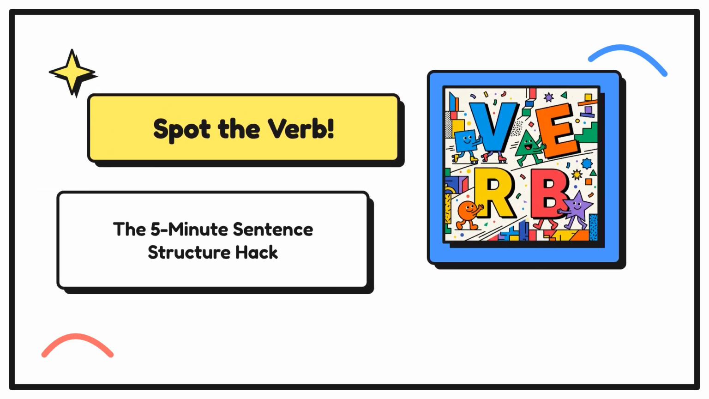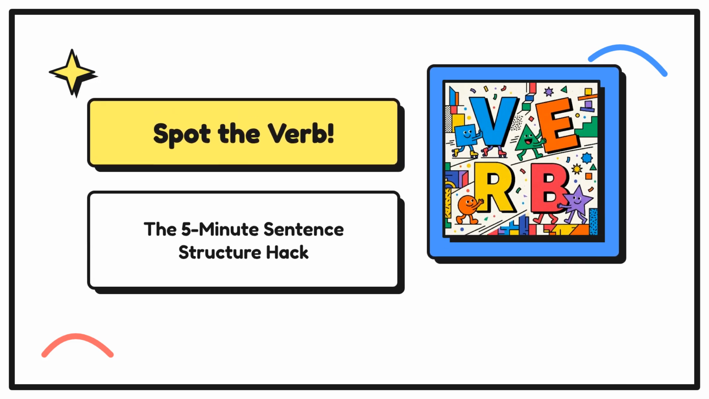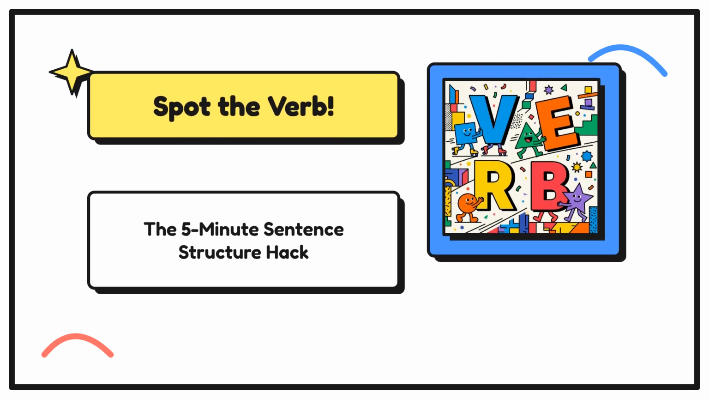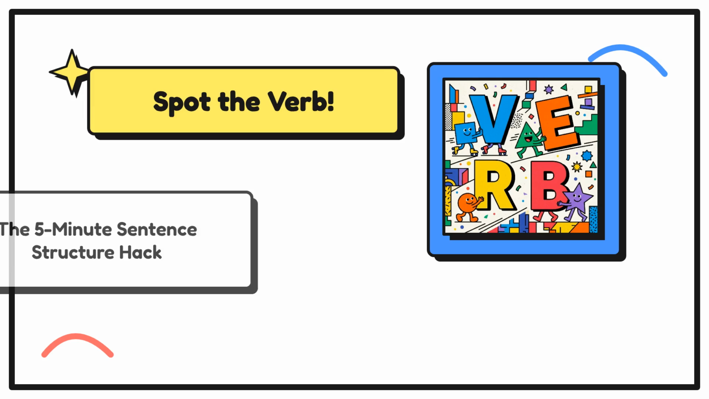Why do 90% of learners fail at German sentence structure? It's because English keeps verbs early, but German kicks them to the back. Let's fix that in 5 minutes with Spot the Verb.